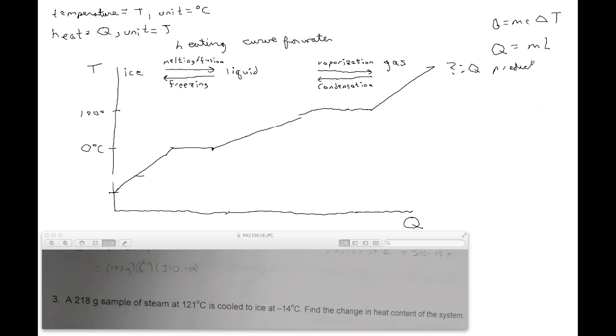We start from 121 degrees Celsius. And then we lose energy until we lose enough to get back down to 100 degrees Celsius. So that's the first step, and that is Q equals MC delta T. And then the second step is we lose a little bit more energy and turn water vapor to liquid water. So that is Q equals ML.